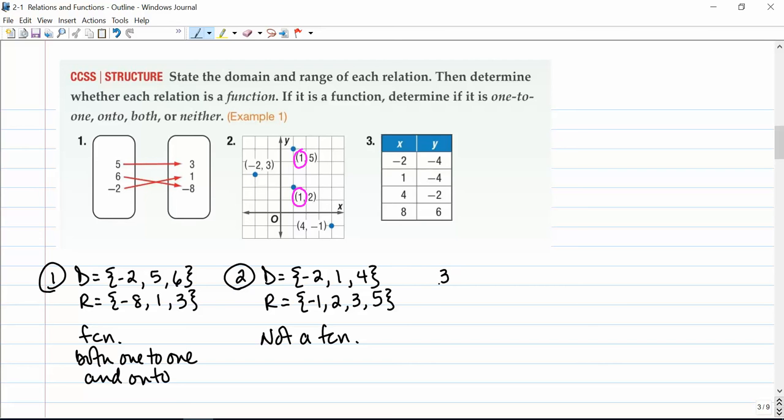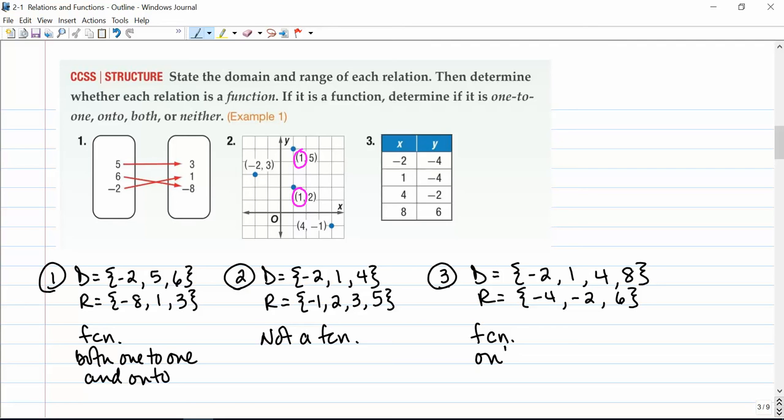And then example number 3 here, okay, my domain is my set of x's, -2, 1, 4, and 8. My range is my set of y's, -4, -2, and 6. And this is indeed a function because none of the x's repeat. And this function is not one-to-one because you'll notice -2 goes to -4 and 1 also goes to -4. But it is onto because all of the y's are used and it's okay for y's to repeat.